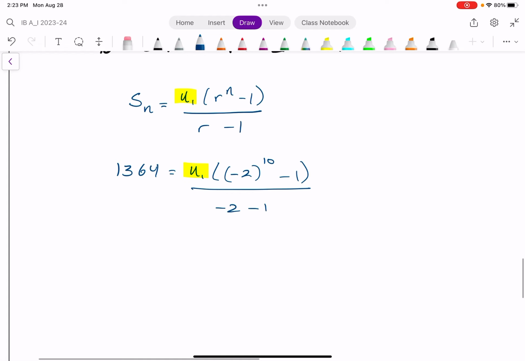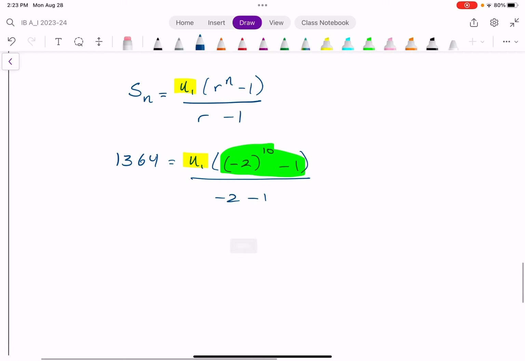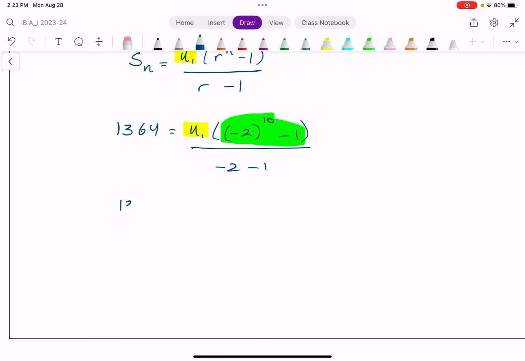If you're going to make a mistake here, and it's very easy to make a mistake here, it's going to be evaluating this part. So I would just be a little bit careful here. Now to do this in a few steps, I'll just clean this up a little bit. 1,364 equals the first term times 1,023. That's negative 2 to the power of 10, minus 1. Again, negative 2 to the power of 10 is going to be a positive number because we're multiplying by a negative 10 times, an even number of times. Then we take away 1, divide by negative 3 here.